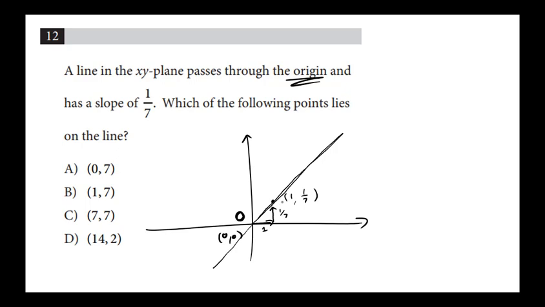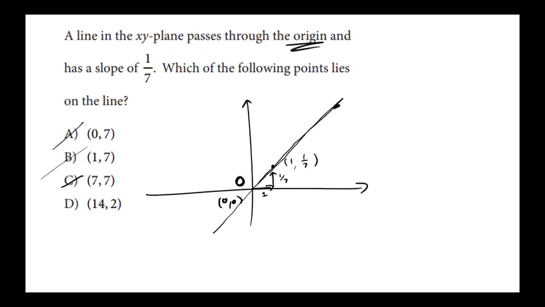But 0,7 doesn't work. 1,7 doesn't work. 7,7 looks like it will work. Actually, it's going to be a gradient of 1, so that's not going to work. 7,7 says for every 7 across you've gone up 7, so the gradient would be 1. So rise on run, because the point here is 0, 0. So this one is the one that's going to work, D.